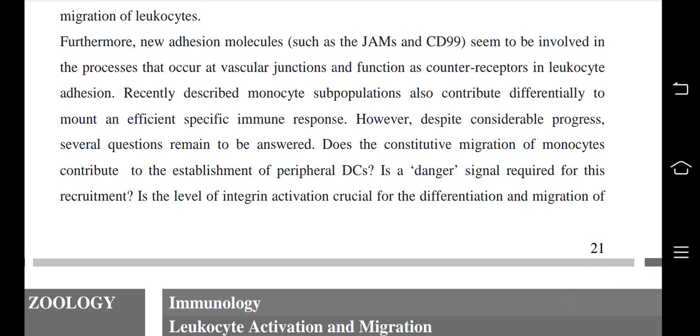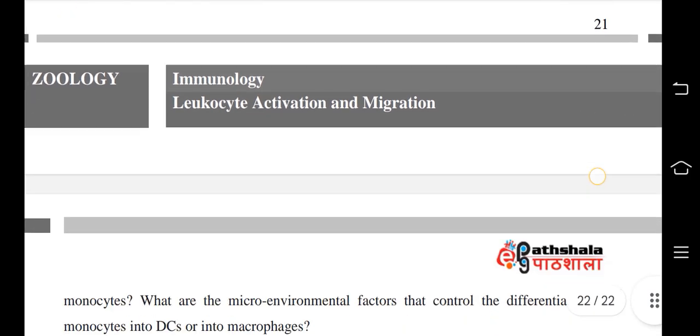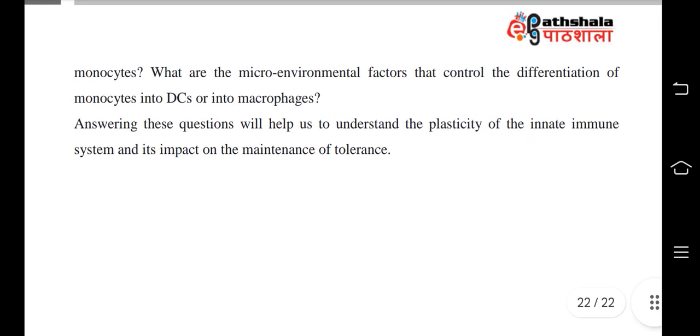Does the constitutive migration of monocytes contribute to the establishment of peripheral disease? Is a danger signal required for this recruitment? Is the level of integrin activation crucial for the differentiation and migration of monocytes? What are the microenvironmental factors that control the differentiation of monocytes into dendritic cells or into macrophages? Answering these questions will help us to understand the plasticity of the innate immune system and its impact on the maintenance of tolerance.